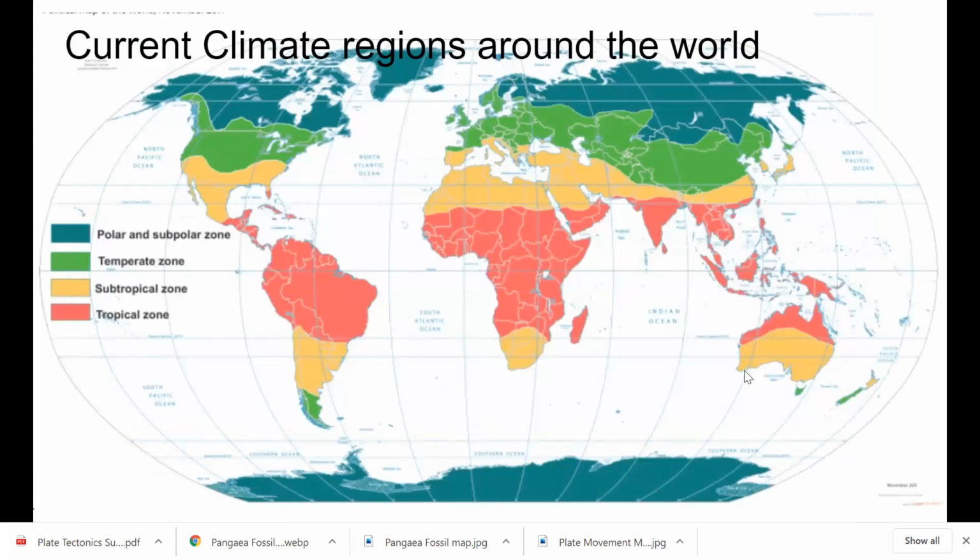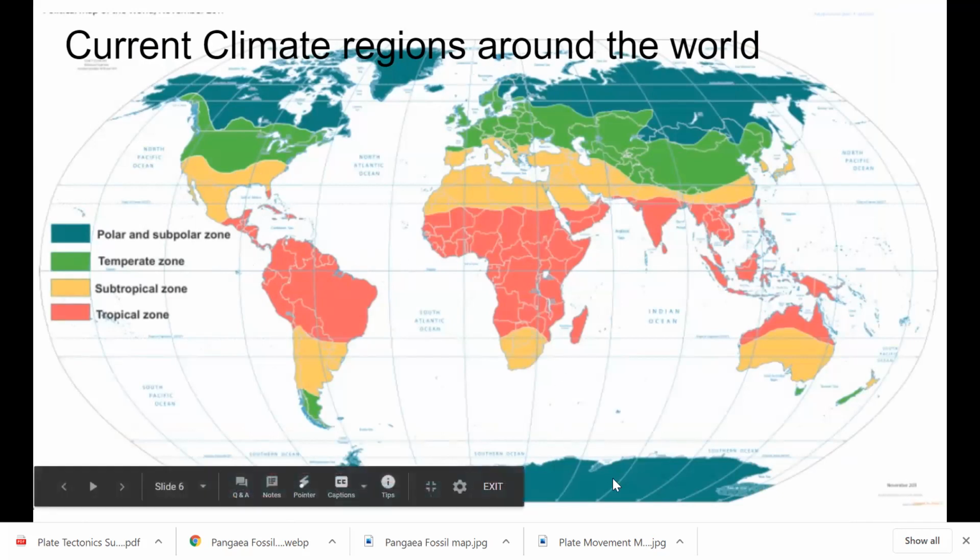So these are the current climate regions around the world. You'll notice that areas that are close to the equator are pretty warm and wet, called tropical zone. Then as you get a little farther away, they get a little drier and a little cooler. And then as you get much farther away up near the poles, they're much drier and much colder.